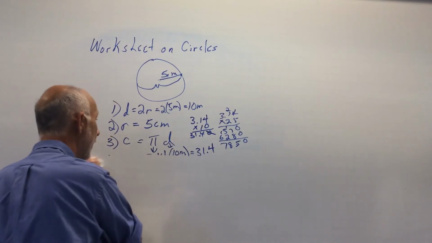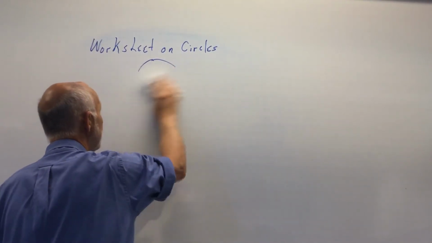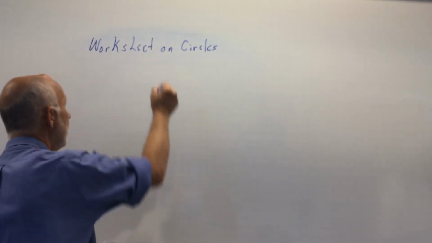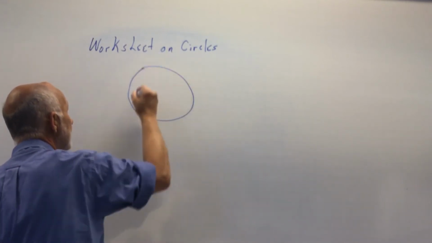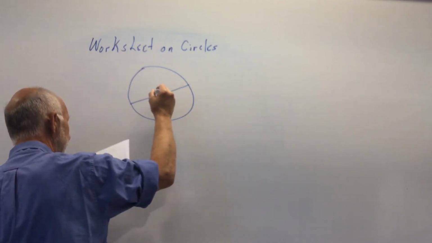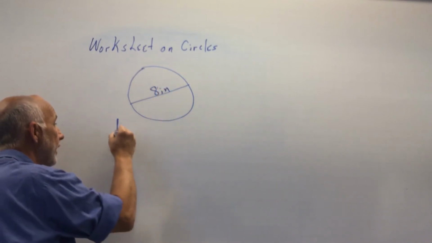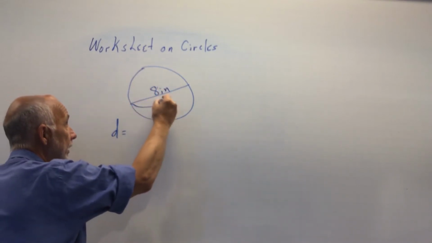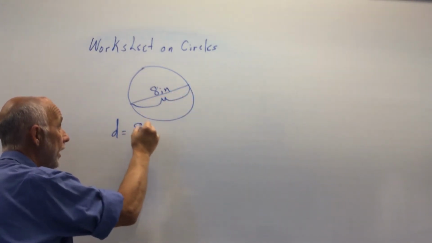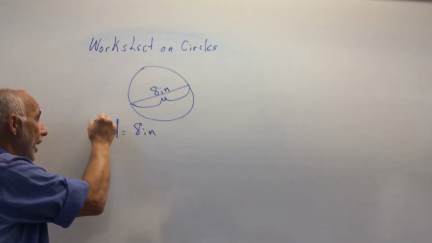But where most of you are having most of your trouble is you're not writing the units of measurement. Now, the next circle I gave you, this time I gave you the distance all the way across, was 8 inches. So again, when I asked you for the diameter, that is the distance all the way across. So my diameter is equal to 8 inches. I gave it to you. That was very easy. That was number 5.